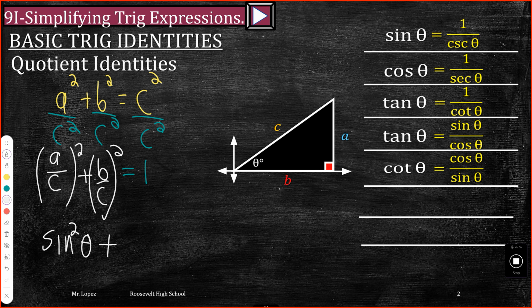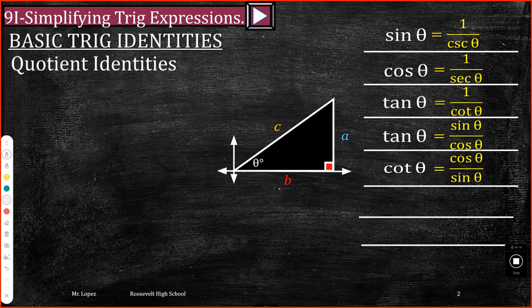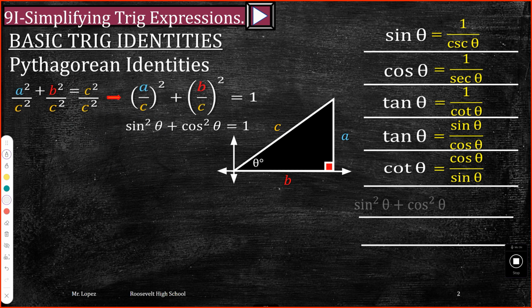What's B over C? It should be a lot of everybody by now. What's B over C? Cosine theta. Cosine squared theta. This is one of the most fundamental trig identities: sine squared theta plus cosine squared theta is equal to 1.